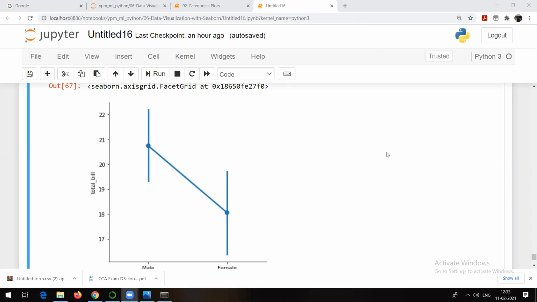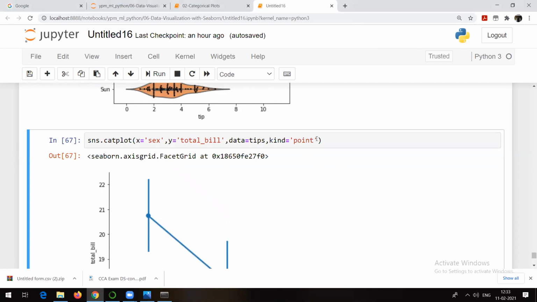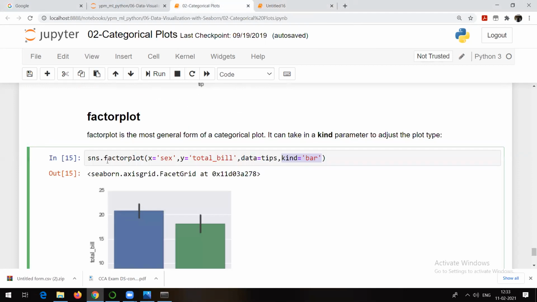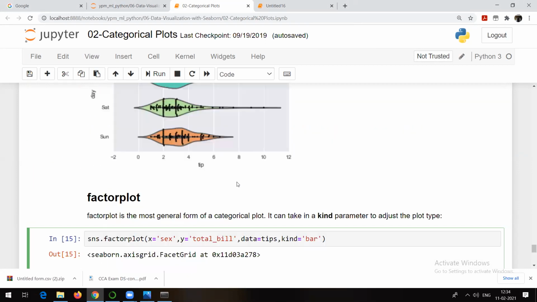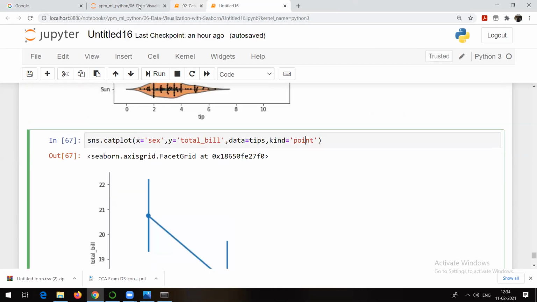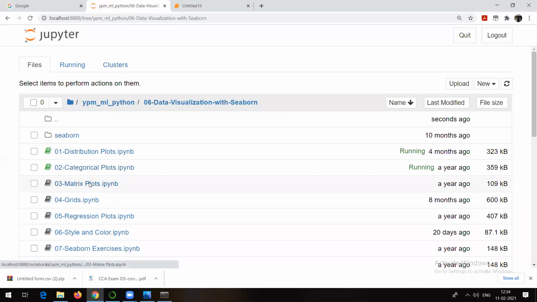And again, we have actually used other graphs also to understand that kind of relationship. So it is now catplot, earlier it was called factor plot. If you try it out, I hope you will also get the warning if you are using the latest version of Python. So this is about categorical plots. Let me move to the next topic, that is matrix plots.